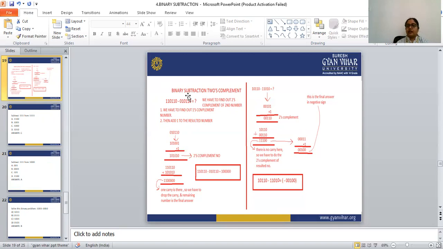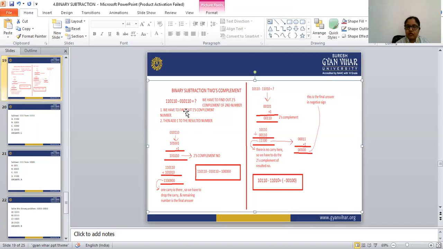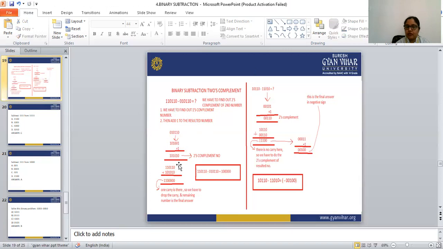After getting this 2's complement number, what we have to do? We have to add this 2's complement number and this first number. Look at this number. First number I have written here, 110110. Next, the 2's complement number. I have written here the 2's complement number and this first number. So we have to do the binary addition here.